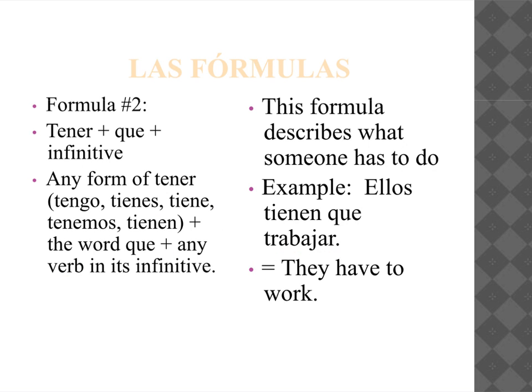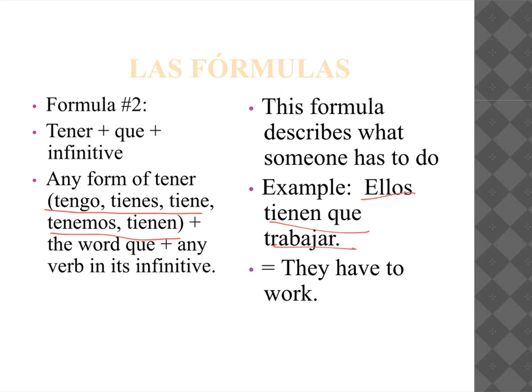Second formula, tener plus que plus infinitive. So remember, here are your forms of tener. Tengo, tienes, tiene, tenemos, y tienen. Okay. Then a que, and then another verb. That second verb stays completely unconjugated. Okay. This tells us what someone has to do. So ellos tienen que trabajar.